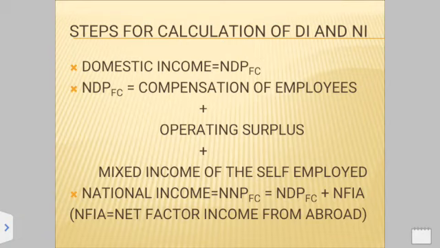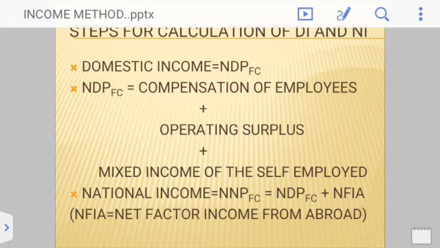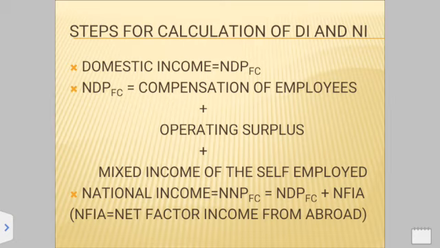It may be the service of the advocate, the shop, the small business owners, the barber, the salesmen on the street. Anyone who is self-employed, their income is included as the mixed income of the self-employed. So domestic income has three components: one is compensation of employees, number two operating surplus, and number three mixed income of the self-employed.